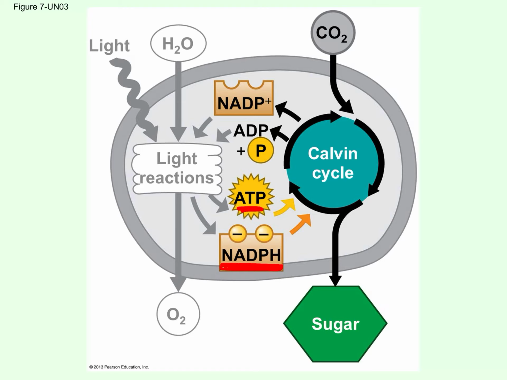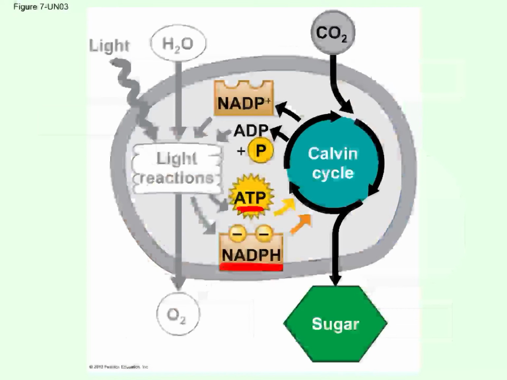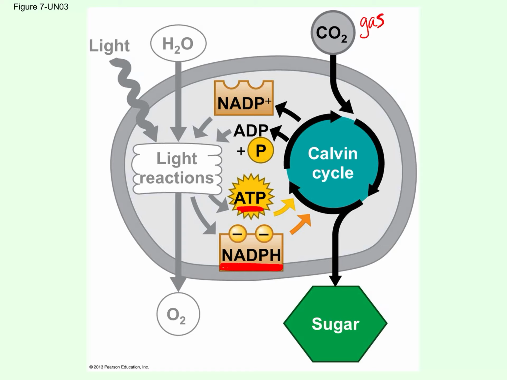So there's not a whole lot of detail in the Calvin cycle that I'm requiring. All you need to know is this is where carbon dioxide comes in. The carbon dioxide is a gas in the atmosphere. There's an enzyme that plants have that attaches that carbon dioxide to an organic molecule, and that happens in the Calvin cycle. This is called carbon fixation. When you fix carbon, you take it as a gas and you put it into an organic molecule.